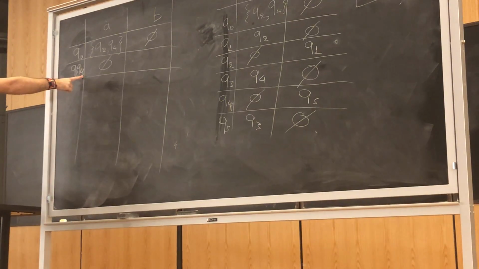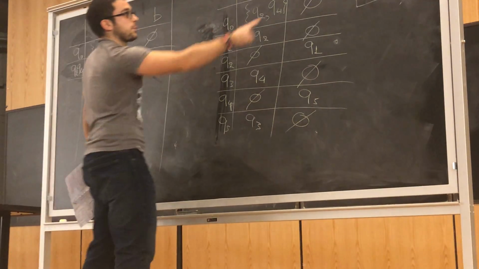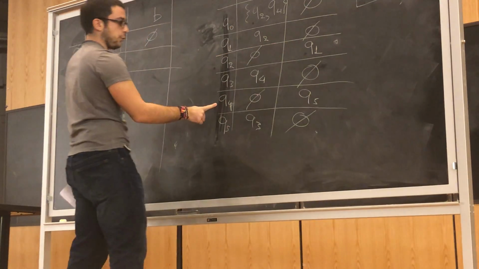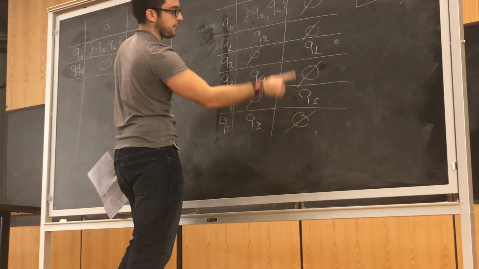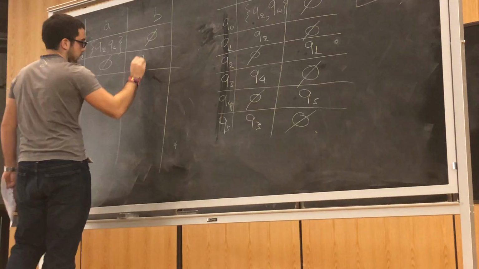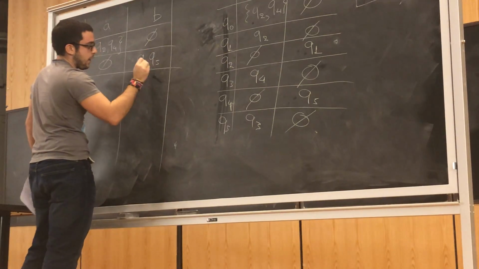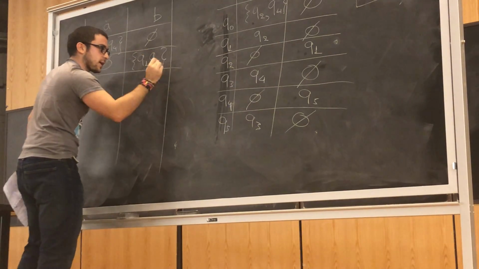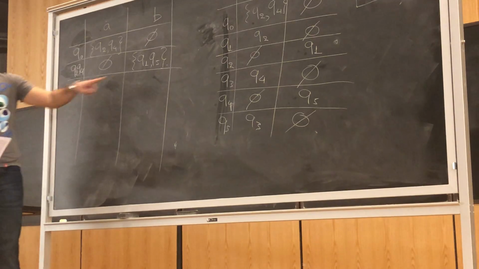From Q2, Q4 with an input of B. From Q2 with an input of B, Q1. From Q4 with an input of B, Q5. Q1, Q5 is my next state. It's a set of states because I can reach both of them and they belong to my NFA.